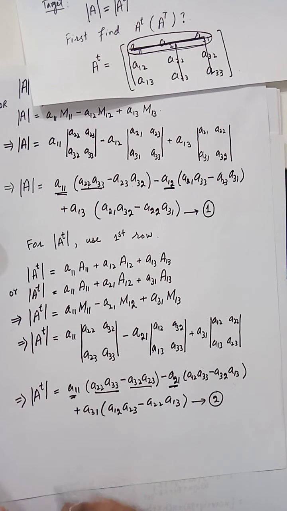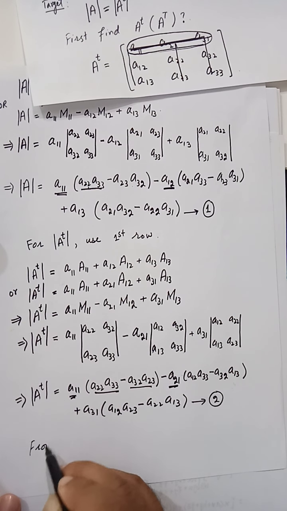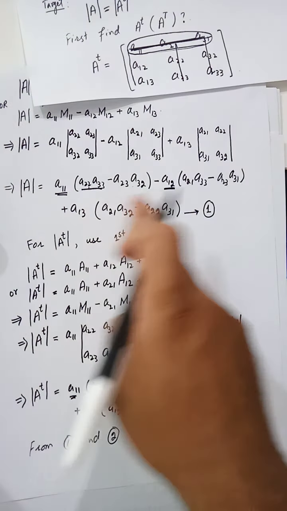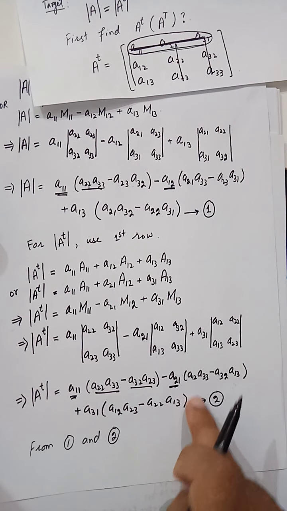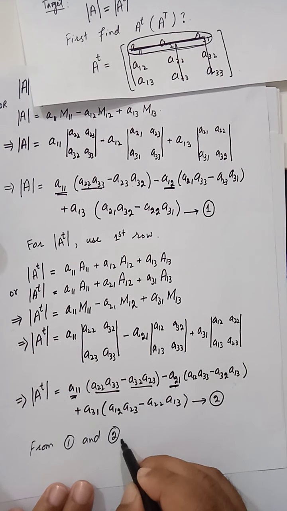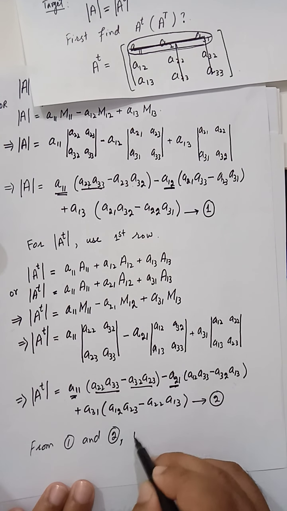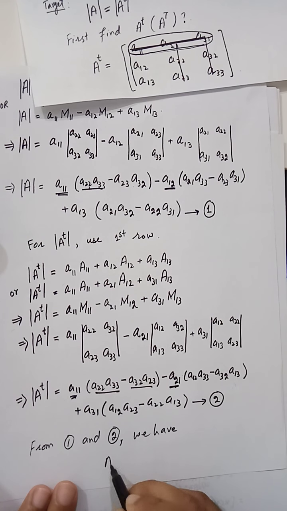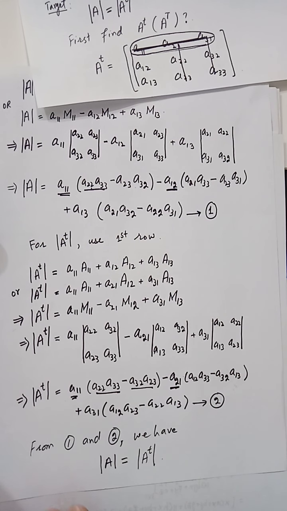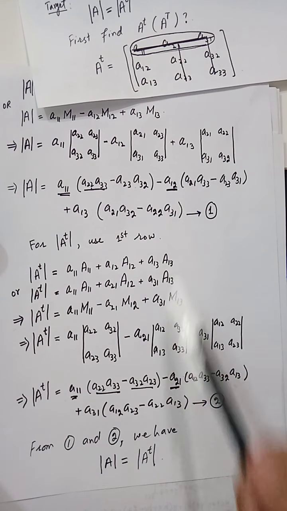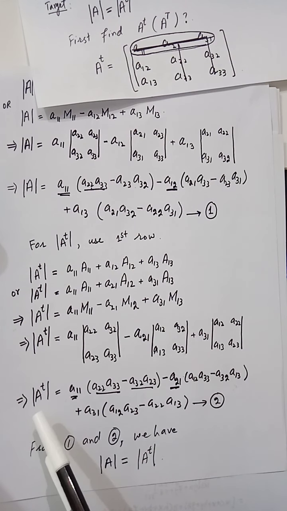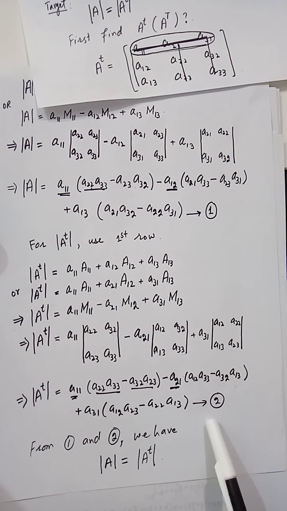So remember, from 1 and 2 you can verify. You need to multiply, add and subtract, and then compare equation 1 and equation 2. You will get the same result. So from 1 and 2 we can say that the determinant of matrix A is equal to the determinant of the transpose of matrix A. This is your assignment to verify this, that the determinant of A, which is equation number 1, and the determinant of A transpose, which is equation 2, are equal.